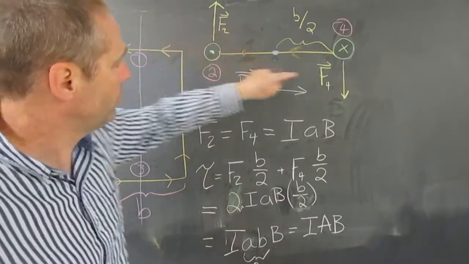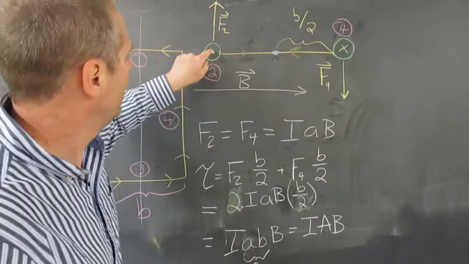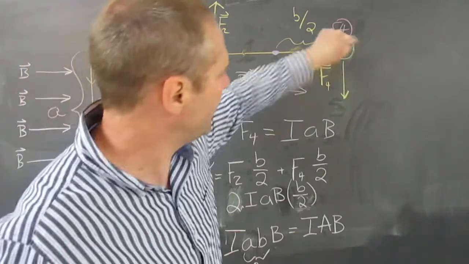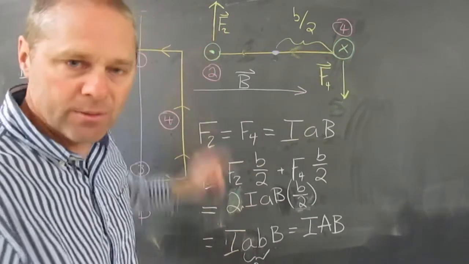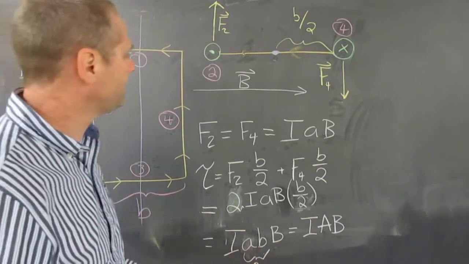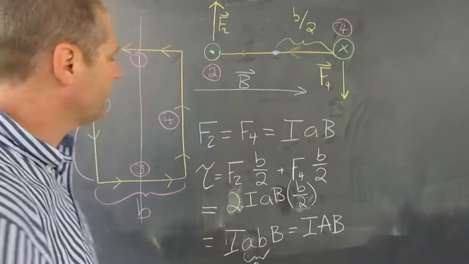Now the force 2 and force 4, this is not going up and that's not going down. This represents that it's coming out at you. Force 4, it's going into the board. I didn't know how to draw this in 3 dimensions, let alone 4 dimensions. Forget about that. Here is going to be our magnetic field B.